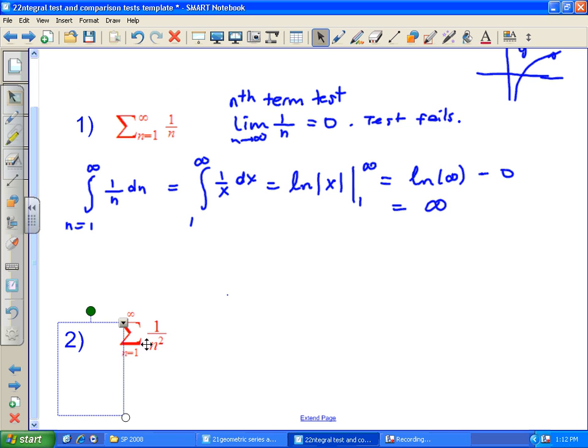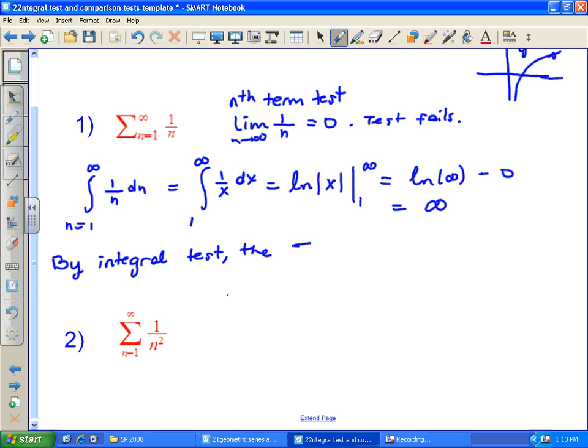So let's write our conclusion. By the integral test, the original series, which is the sum from 1 to infinity of 1 over n, diverges also. Because we learned that the integral of the function and the summation of the corresponding sequence will both act the same way. Okay, how about number 2?